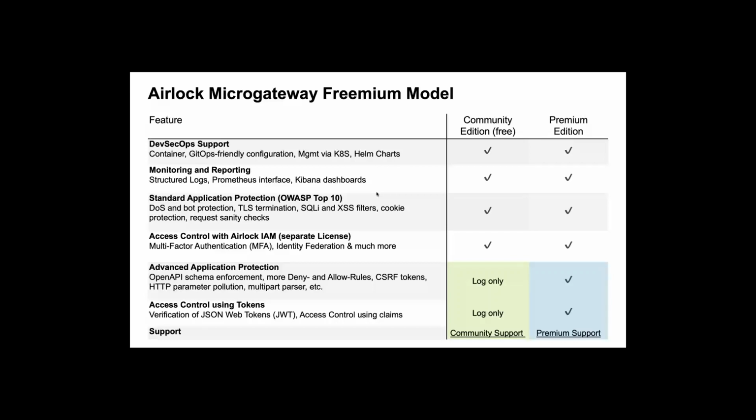You can use the feature in the Community Edition, but it will only log the behavior that the microgateway would actually perform. So if there's an attack based on HTTP parameter pollution, it will produce a log message informing you that this is the case, and in the Premium Edition it would actually block these requests. But you can test drive all the features of the Premium Edition using the Community Edition. Another important difference is the support level. We have a community support forum for the Community Edition, and we have a premium support for the Premium Edition.